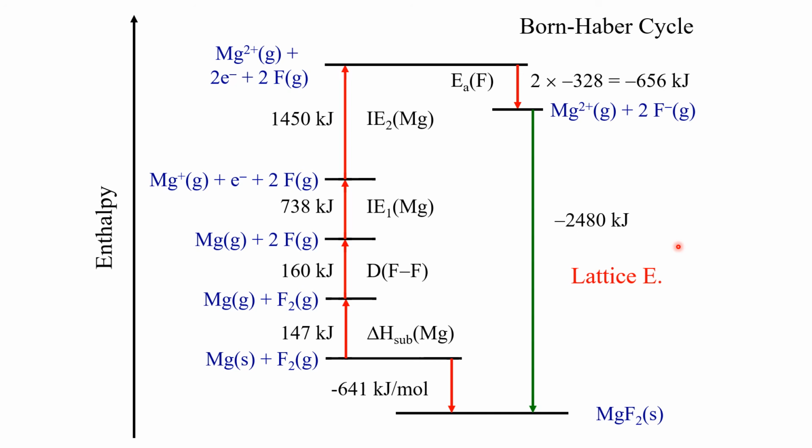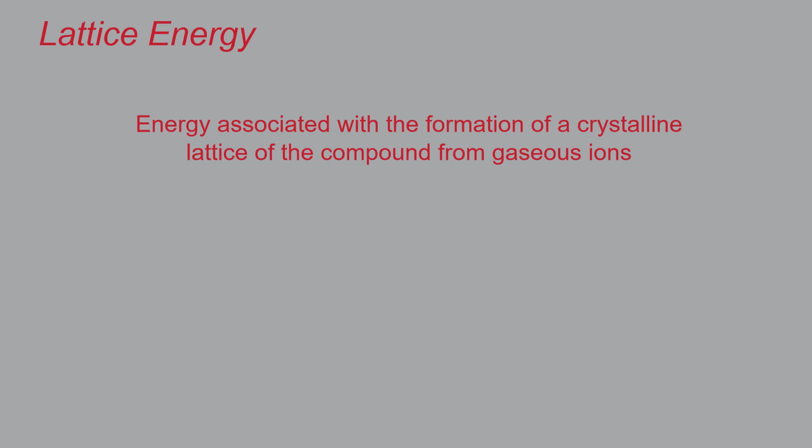All right, so now that you've seen what this is graphically, and this, by the way, is referred to as a Born-Haber cycle after the 2 folks that worked this out. So the definition of the lattice energy is the energy associated with the formation of a crystalline lattice of the compound from its gaseous ions. So in this case, for a mole of magnesium 2 plus with 2 moles of fluoride to give you 1 mole of magnesium fluoride, again, the lattice energy here is negative 2480 kilojoules per mole.